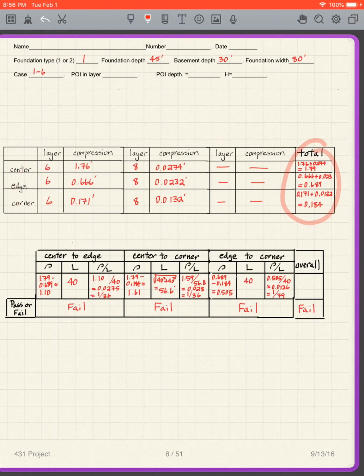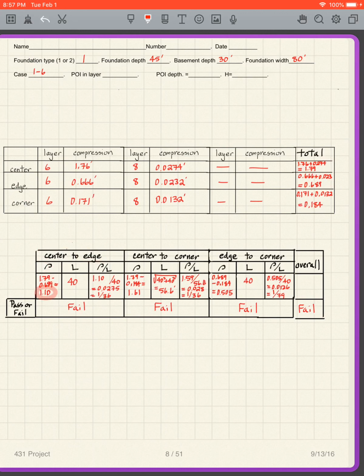And now I have to check out my differential settlement. My differential settlement, then I do the center to the edge, the center to the corner, edge to corner, and what we find is that you can see the numbers here. You can see that the center is 1.79 right there. The edge is 0.689 right there. I subtract them and I get 1.1. So that's the differential settlement row for center to edge.